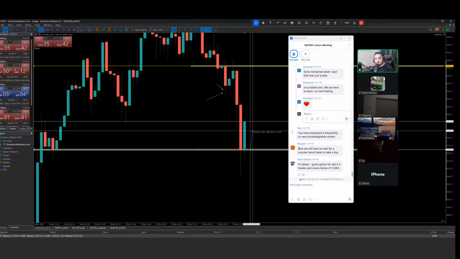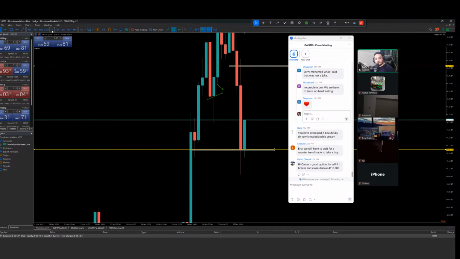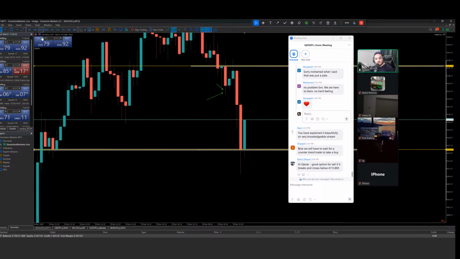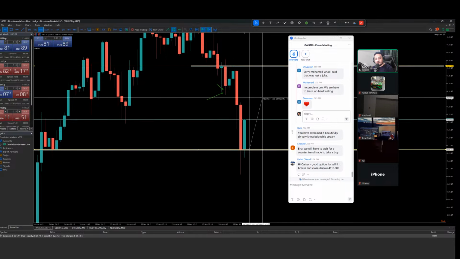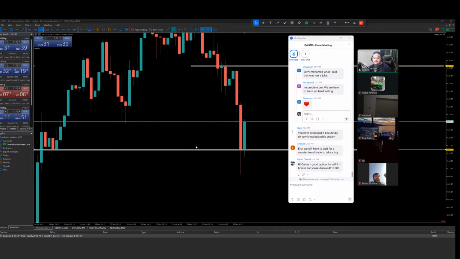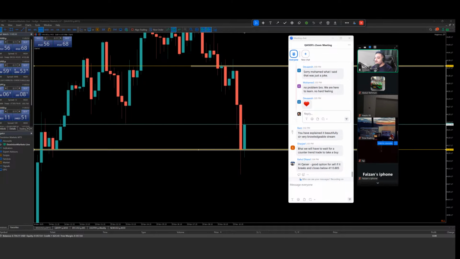Man, look at the push now. Look at the push now. If it's continuously pushing upside, fill half of the range, something like that. So need to wait for some bearish candle to be created for the sells. Good option for sell if it breaks and closes below 41.13. We'll see. Yeah, we'll see.